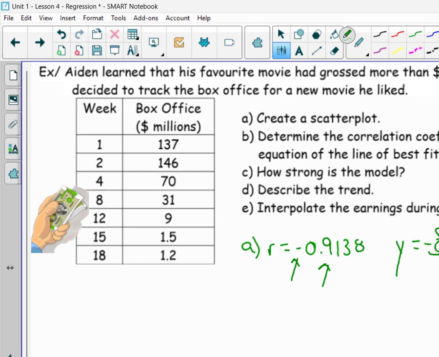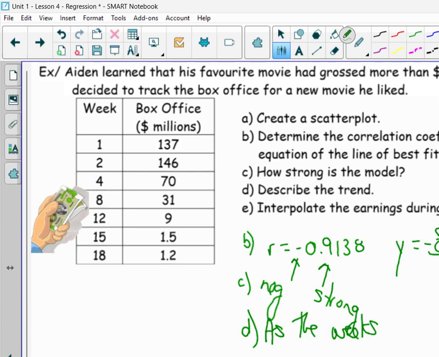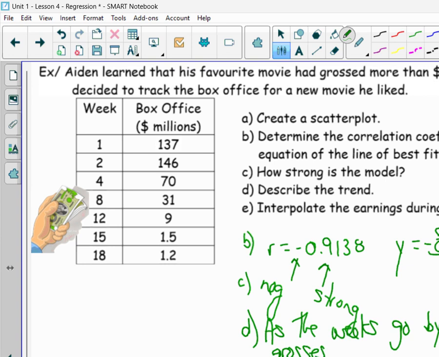How strong is this model? It looks really strong to me. It's okay that it's negative, it just means it's going down. Okay, describe the trend. Oh, sorry, those are B and C, not A and B. Okay, so our trend is using our words from our graph. So as the weeks go by, the movie grosses less money. That's why it's negative.